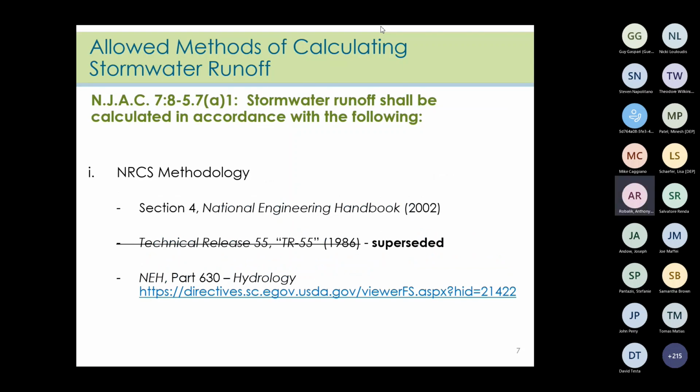So the first method listed in the rules is the USDA Natural Resources Conservation Service methodology, or NRCS methodology, which was additionally described in TR55. However, TR55 has been superseded by the National Engineering Handbook, NEH, in Part 630, Hydrology, and a link to that is also at the bottom of the slide. The NRCS methodology method can provide total stormwater runoff volumes, the peak flow rate, and produce hydrographs.